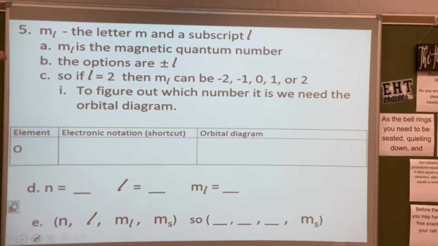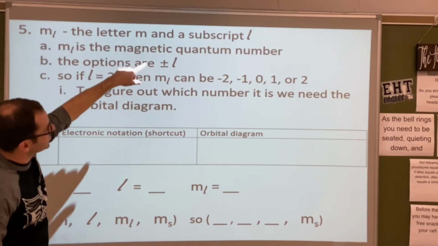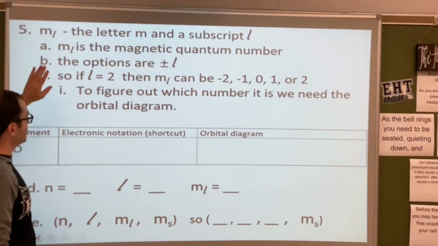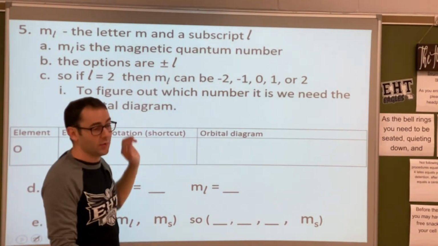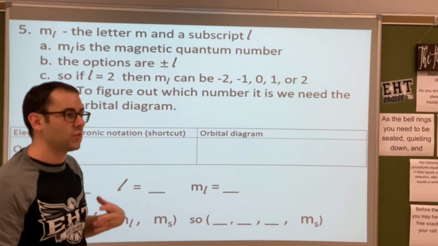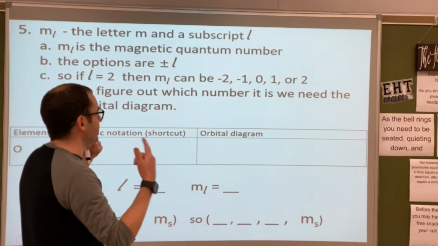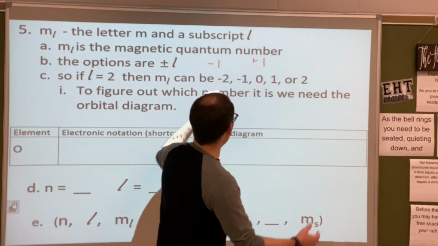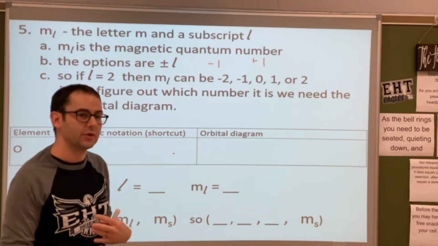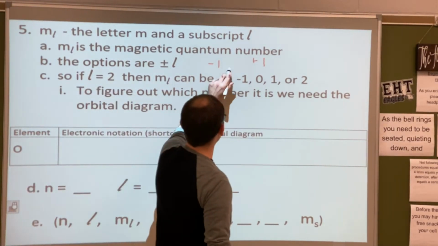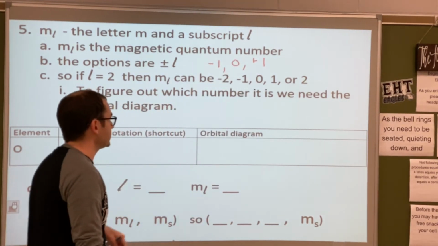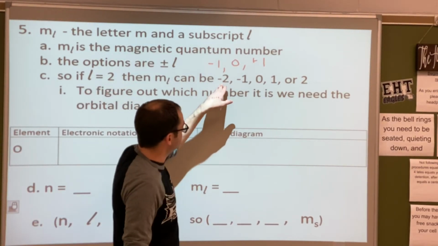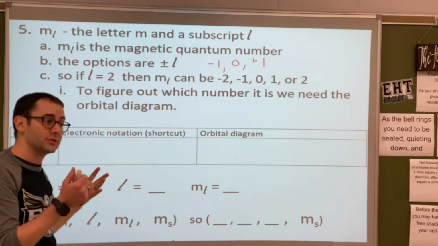Okay, m sub l. It's the letter m with the subscript of that italicized lowercase l. This is the magnetic quantum number. Your options for this are plus or minus l, whatever you got for l. So that was 1, right? So plus or minus 1, you just think of it as like a number line. So minus 1, plus 1, and then all the numbers that come in between. And we can only use whole integers, okay? So the only number in between would be 0. So these are your options for it. If l equaled 2, it would go from -2 all the way to +2. So again, it just depends.